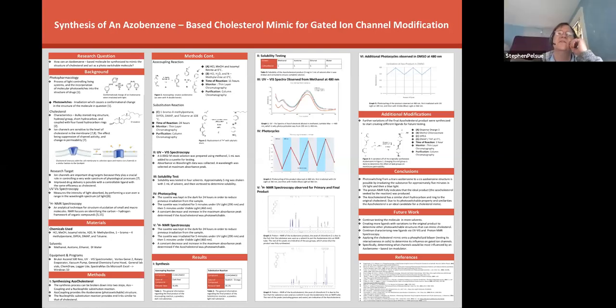So just for clarification, in terms of the utilization that you're proposing here, would you have the azocholesterol be embedded in the cell membrane, and then you would target it with light to then cause the conformational shift, or would that be something that would be done prior to delivery and its association with drug delivery?